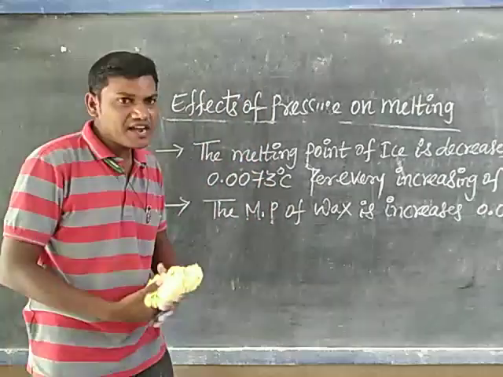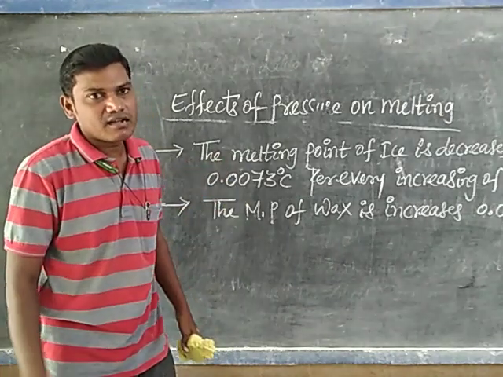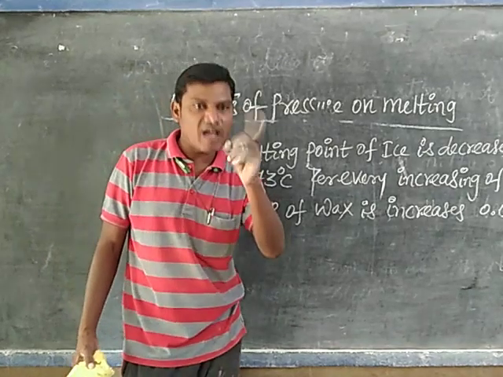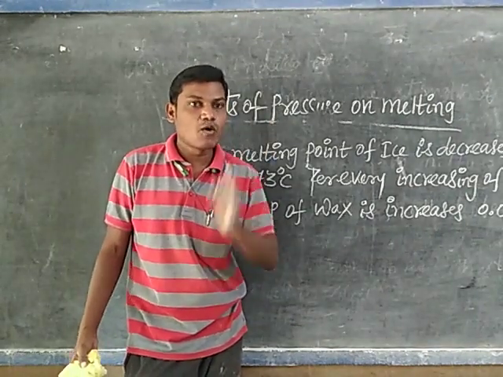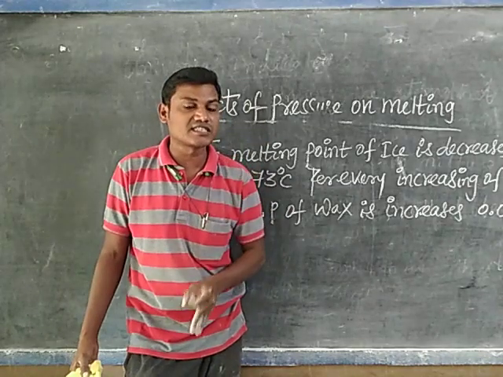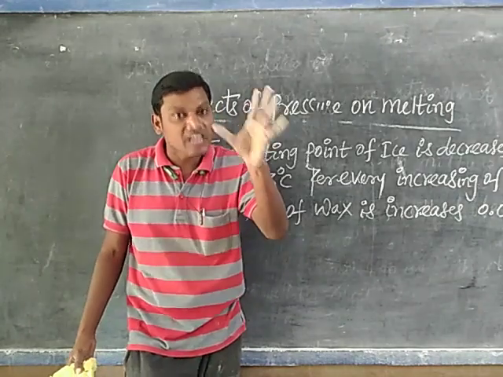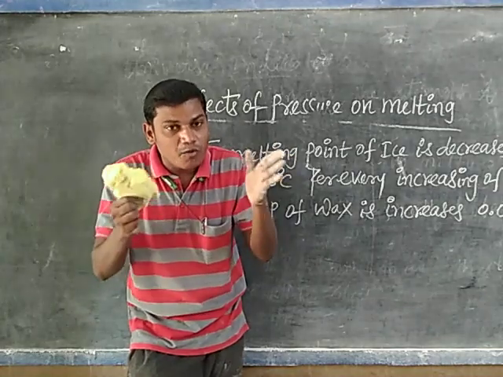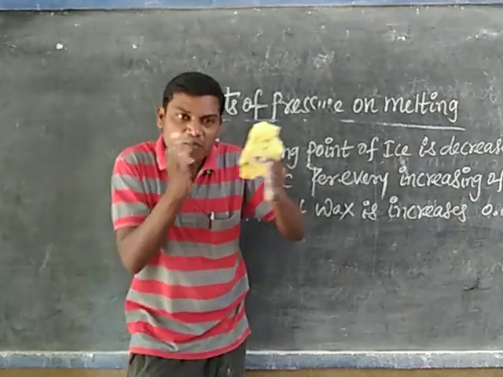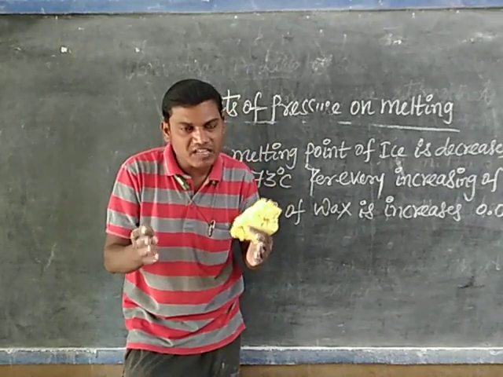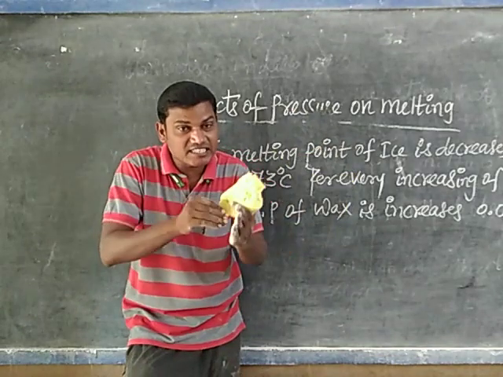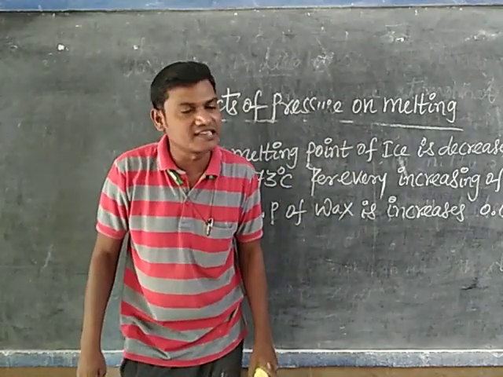I already said this in the previous concept. Generally, 1 gram of ice at 0 degree Celsius has what volume? And 1 gram of water at 0 degree Celsius has what volume? With the help of that volume, we understood what happens during melting: the water starts contracting instead of expanding. That's why its volume decreases.